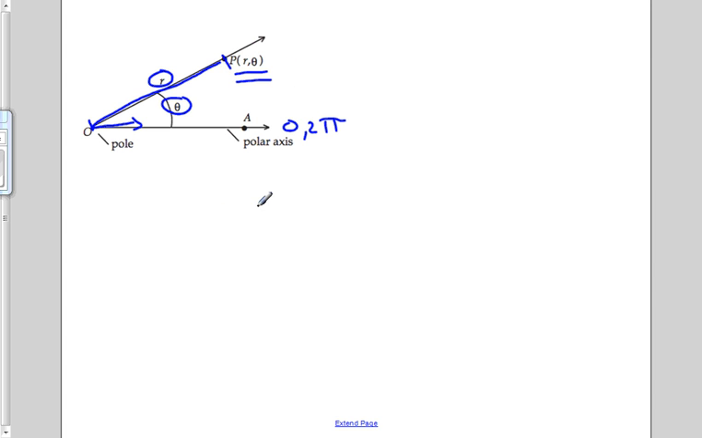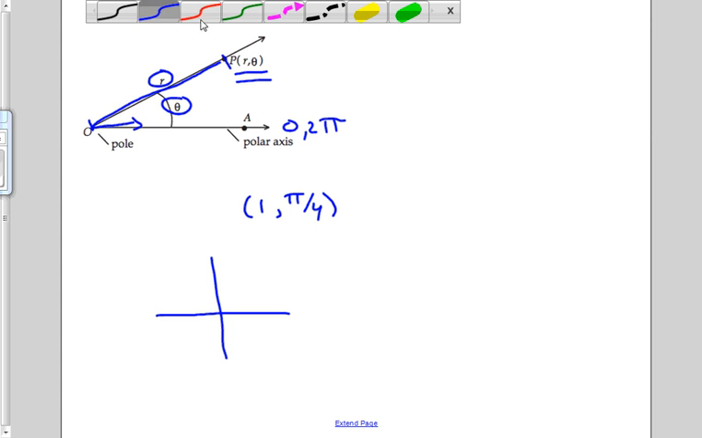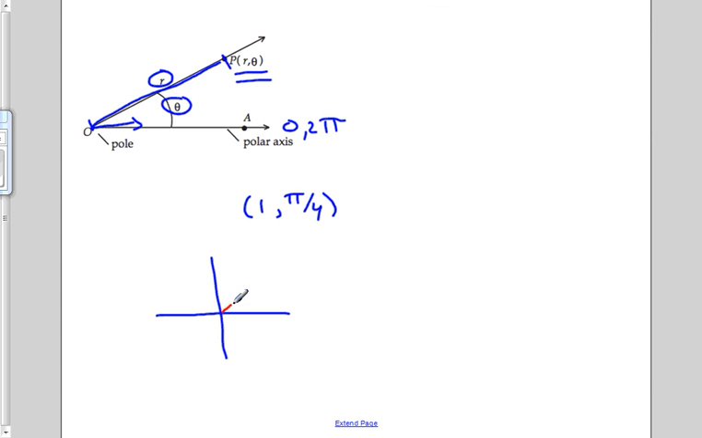So just as a quick test, what would this look like? 1, pi/4. Take a second to think about what that would look like. Try to draw it on a scratch piece of paper. What that would look like is going out at an angle of π/4 and going out for a length of 1, where this is the angle π/4. So that's what a polar coordinate does. It positions you at some length of a radius given some angle of departure from the positive x-axis.